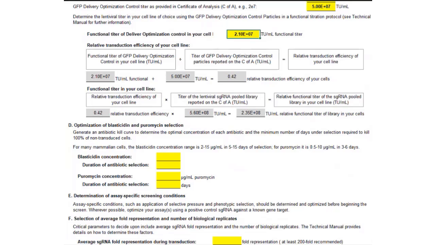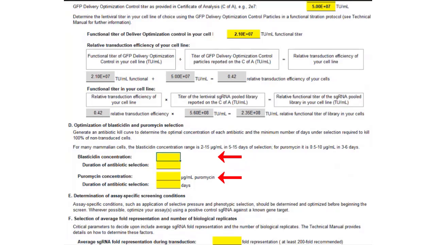Using these titer values, we are given a relative transduction efficiency of the cell line as 0.42. The sheet also gives us the relative functional titer of the pooled library in our cells of 2.35 times 10 to the 8th transducing units per milliliter. When you receive the library, you can go back and input the real titer of the pooled library instead of our estimate. Next, determine the antibiotic concentrations and durations needed to kill all non-transduced cells.